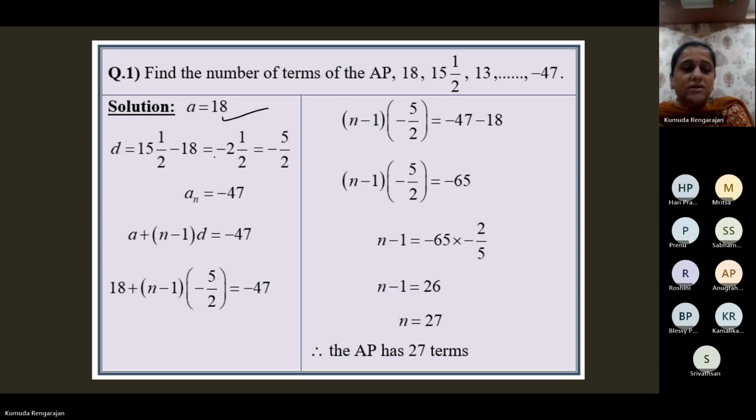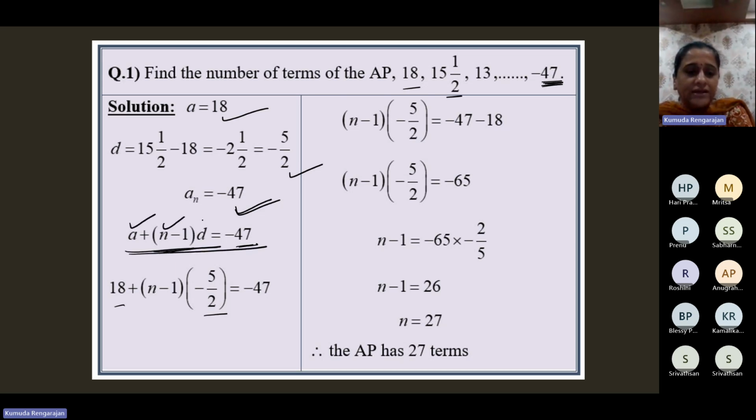A is 18. D is A2 minus A1, minus 5 by 2. And the nth term of this AP is minus 47. So AN is minus 47, which means A plus N minus 1 into D is minus 47. This equation has three unknowns, A, N, and D. We know the values of A and D. So substitute the values of A and D and solve this equation to find the value of N. N is 27, which means the AP has 27 terms.